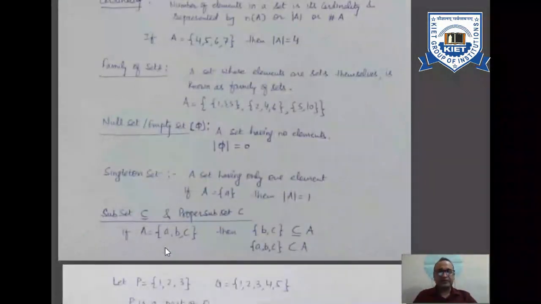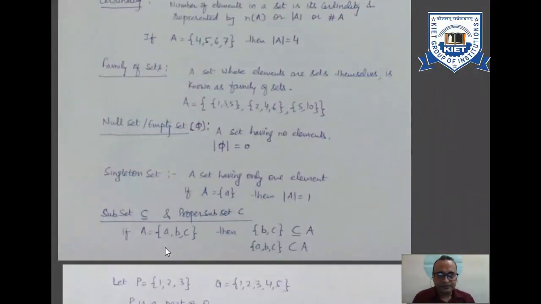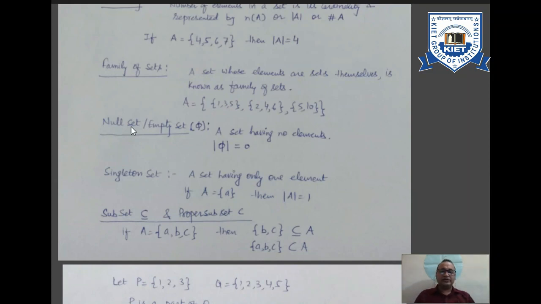One another thing is the family of sets. A set whose elements are sets themselves is known as a family of sets. Its example is like this. Next, a very easy thing, the null set or the empty set. The null set is represented by phi and the cardinality of the null set is 0. Singleton set: the set which contains only one element is known as the singleton set and its cardinality is 1.